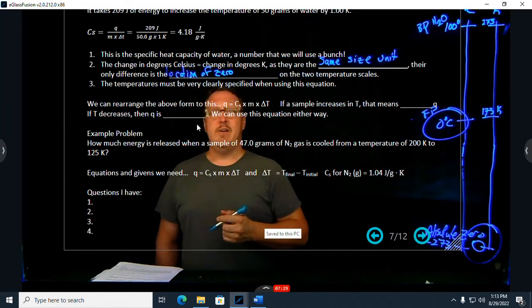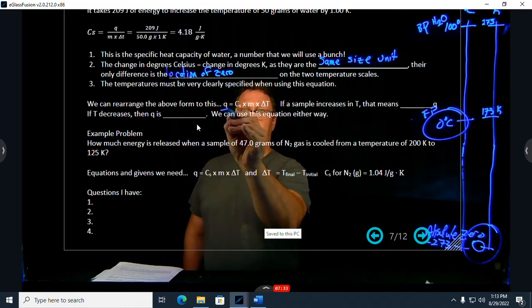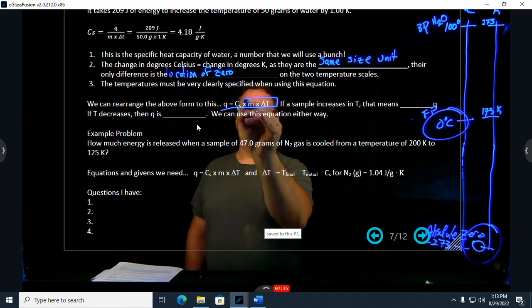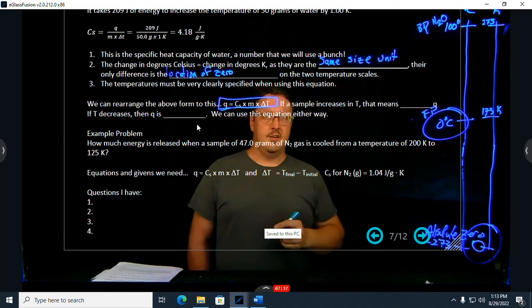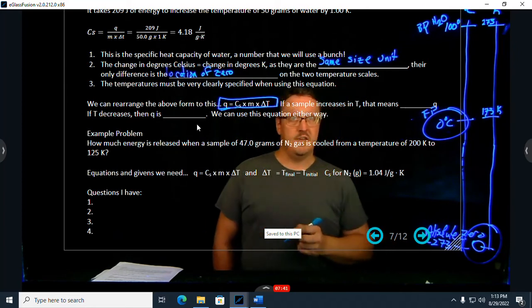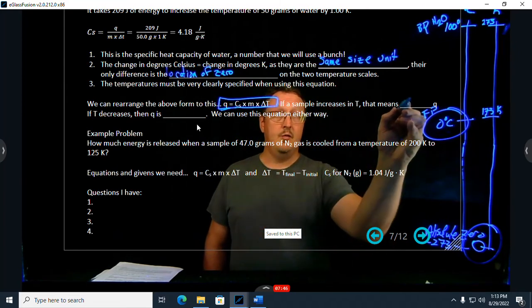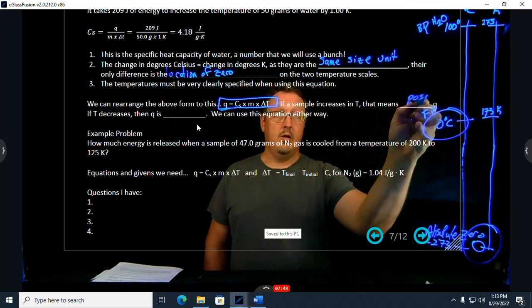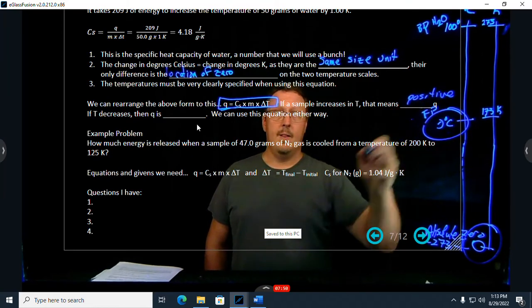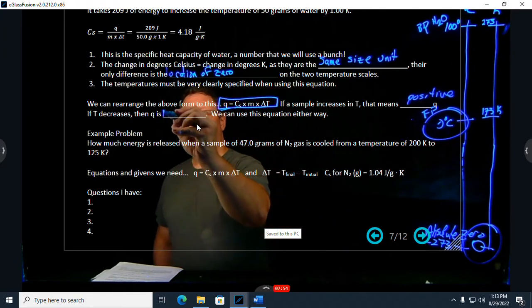Now we can rearrange the above form to this. Q is equal to Cs times m times delta T. That is an excellent equation. We're going to use the crap out of it. So if a sample increases in temperature, that means that we have a positive Q value. Okay, if T decreases, that means that Q is going to be negative.